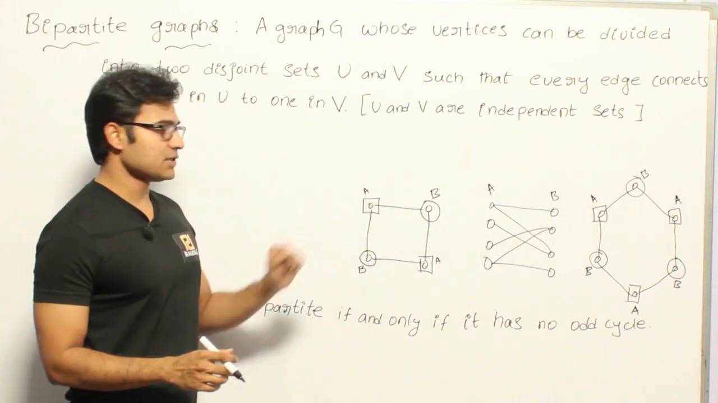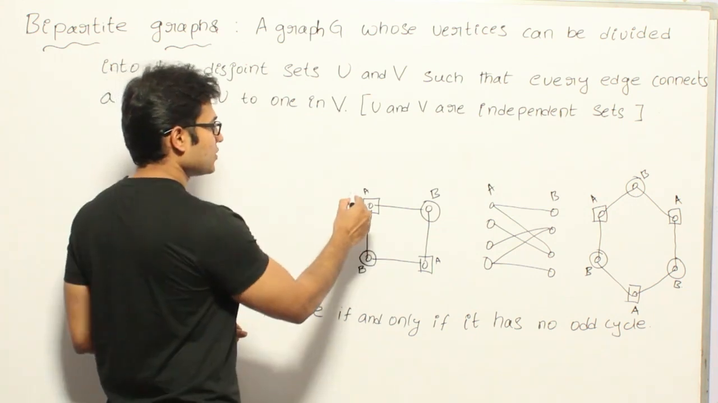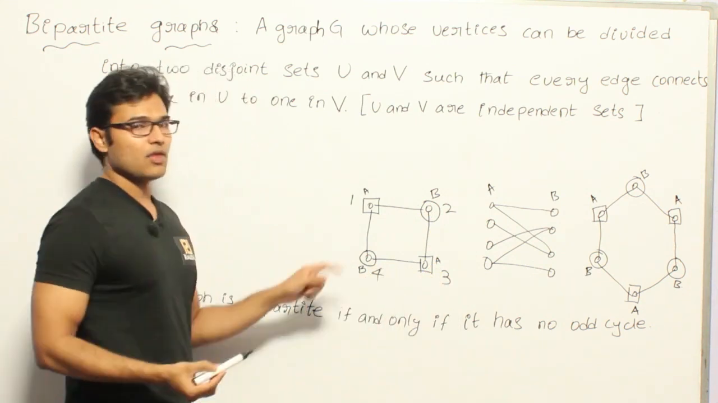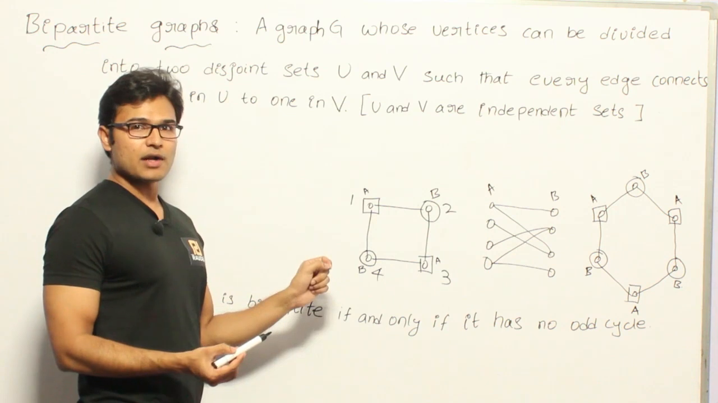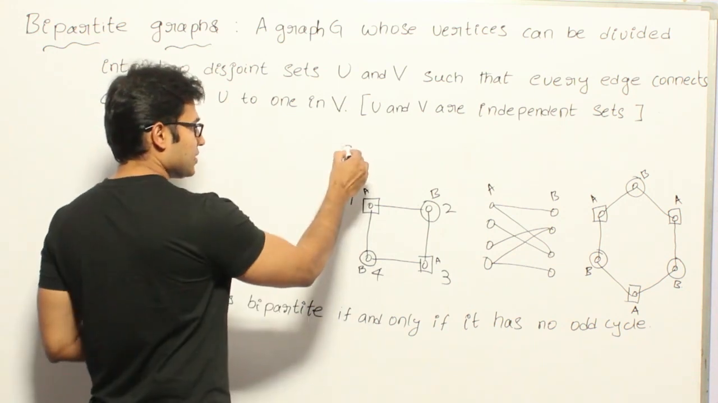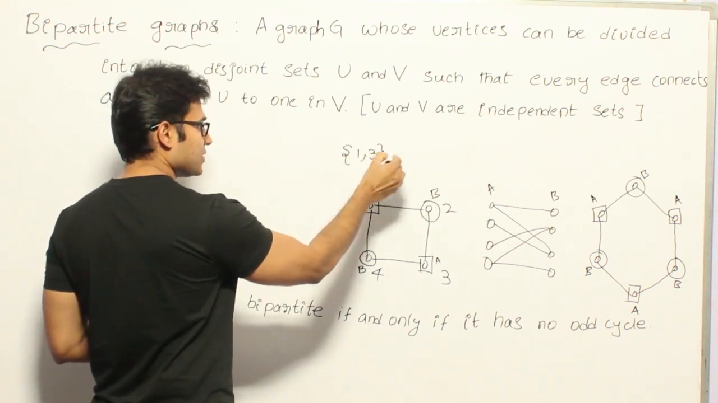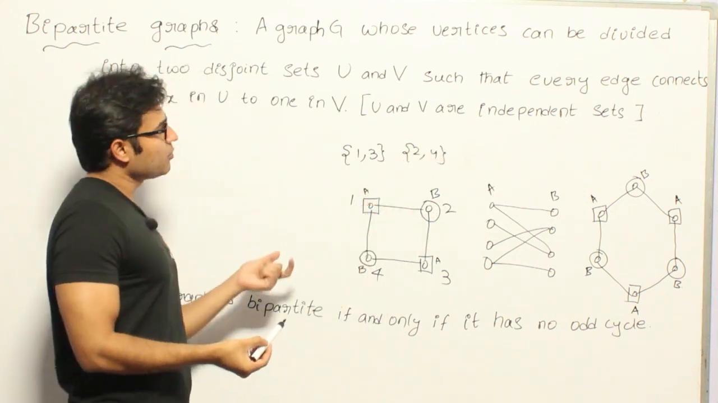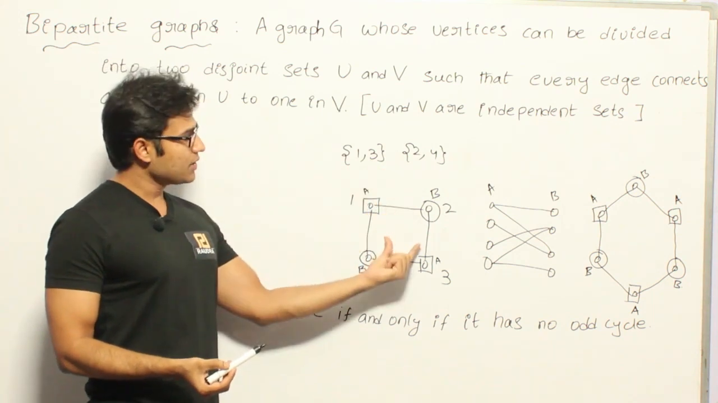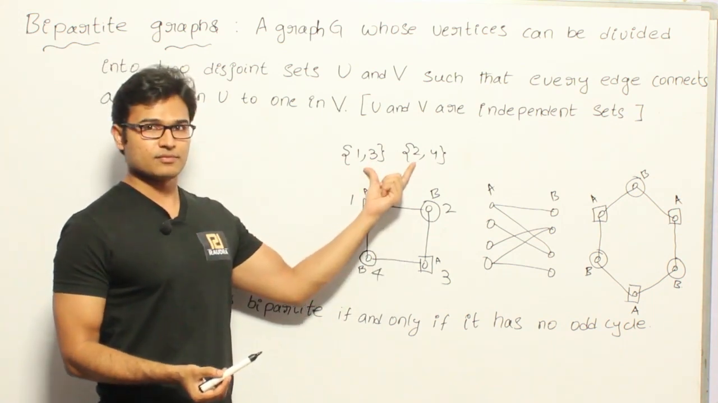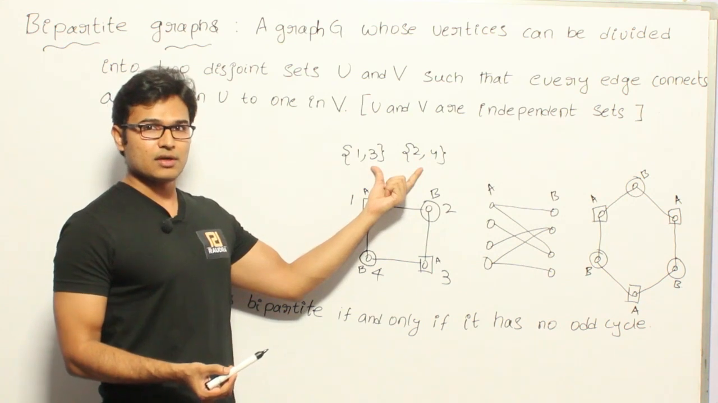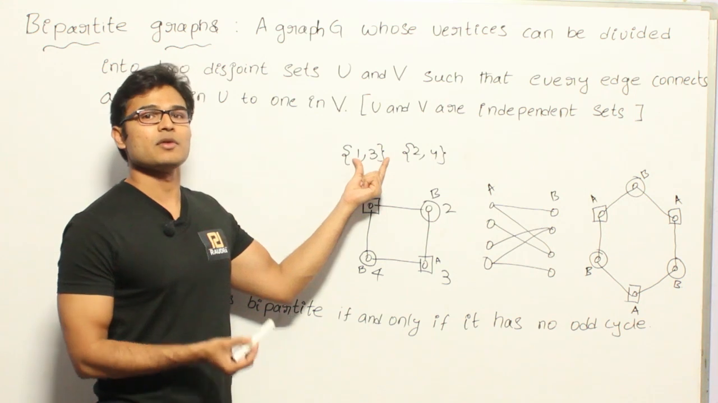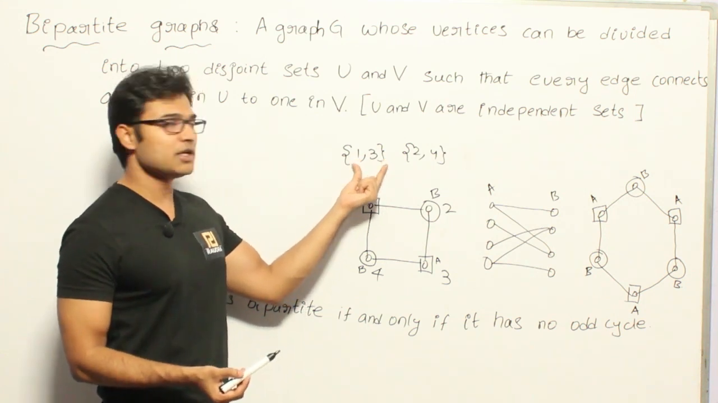So for example, assume that this is vertex 1, vertex 2, vertex 3, vertex 4, right? Now these four vertices can be partitioned into two sets in such a way that 1 and 3 are in one set, 2 and 4 are in the other set, right? Now what should be the properties of these two sets? All the vertices should be present in these two sets. That is why it is called a partition, right? And second, inside each set the vertices should not be adjacent to each other, right? Which means it should be an independent set.